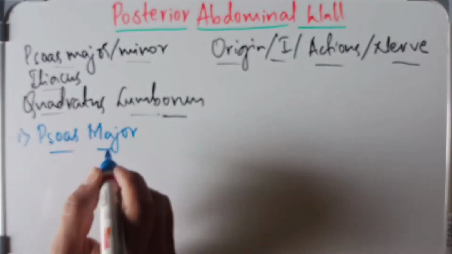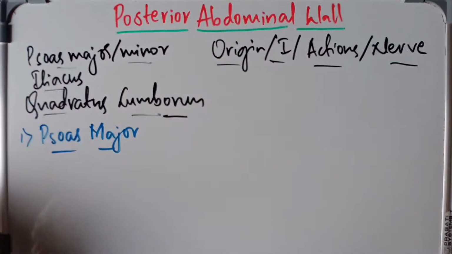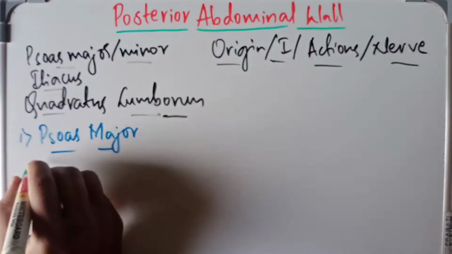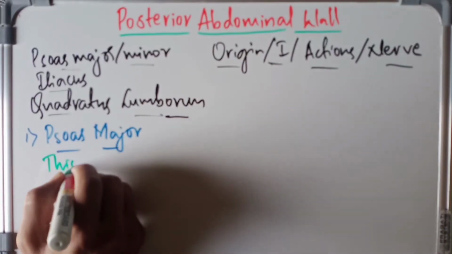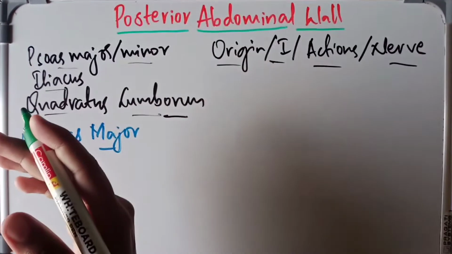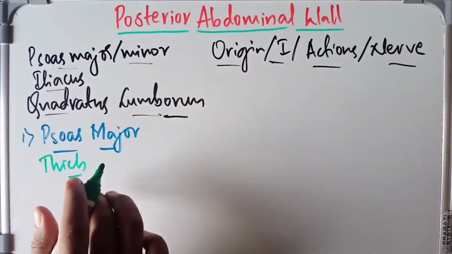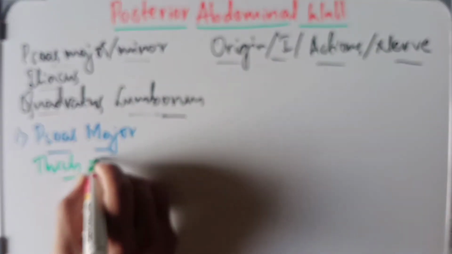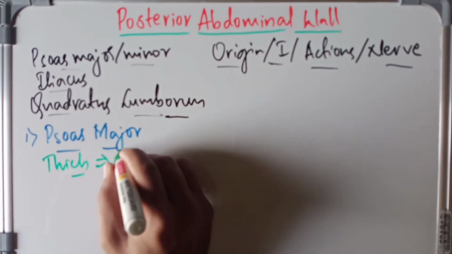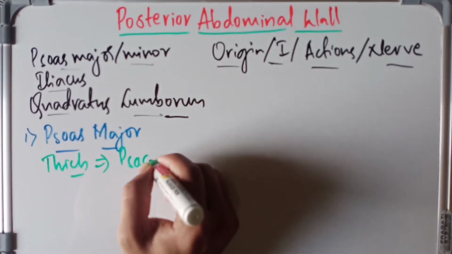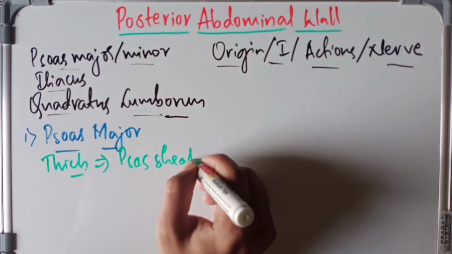Psoas major. So the psoas major is a thick and long muscle, and it extends from the sides of the lumbar vertebra to the lesser trochanter of the femur, and it is also enclosed in a fascia that is called the psoas sheath. Psoas sheath, that is a fascial sheath that is enclosing the psoas major.